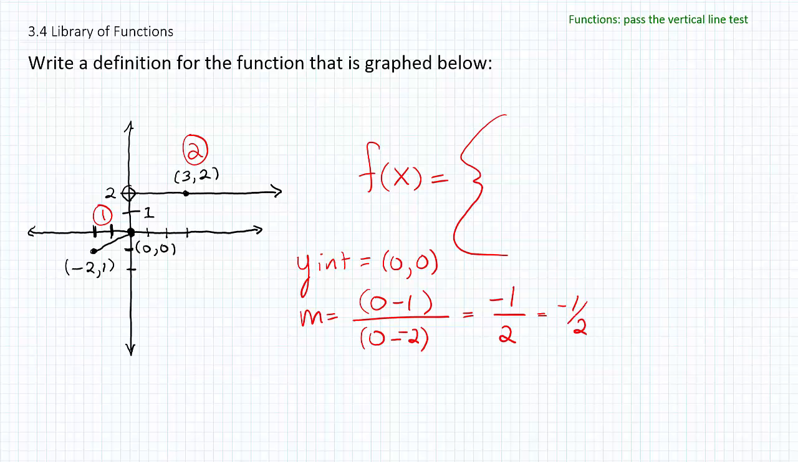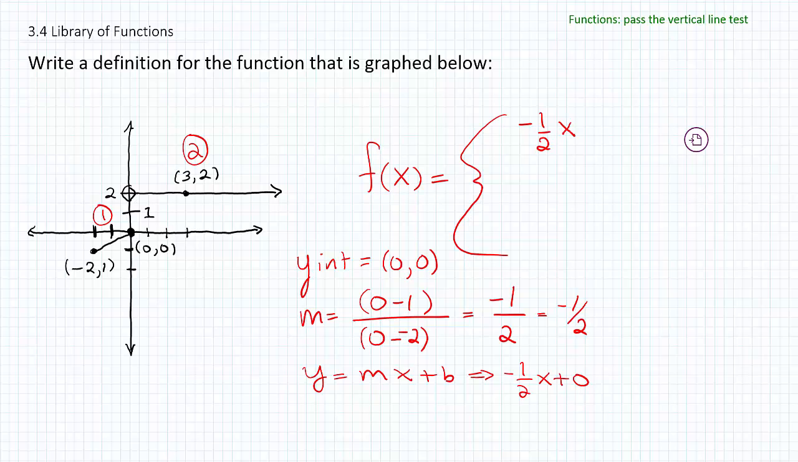All right, now from there, we can then write the equation of the line in y equals mx plus b form. Right, so mx plus b form. For us, that'll be y is equal to negative 1/2 x plus 0, or in other words, just negative 1/2 x. So the first part of the function is just negative 1/2 x.